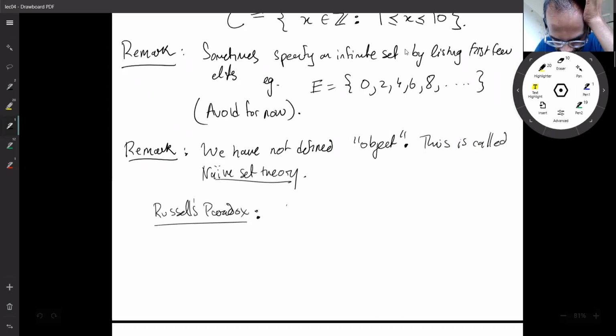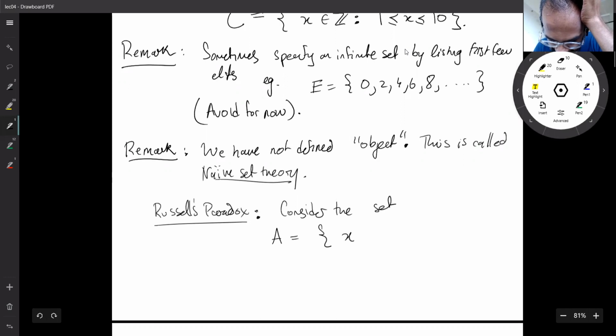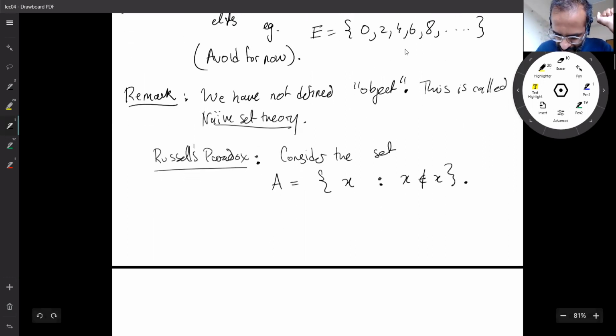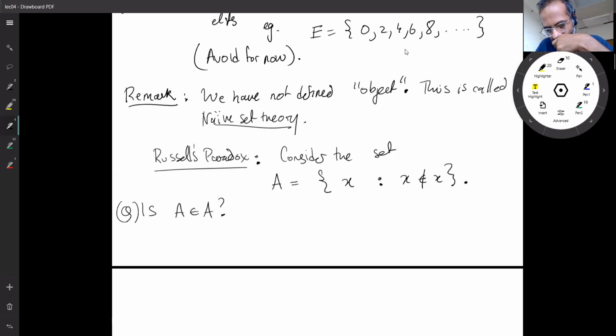Which is the following. Consider the set A to be the set of all things X, so that X is not an element of X. In set builder notation, on the face of it, that looks like it makes sense, right? It's the set of all objects such that the object is not an element of itself. It's a little weird, but in principle, it could make sense. But now watch what happens. Now you ask the question, well, is A an element of A? Let's try to determine that.